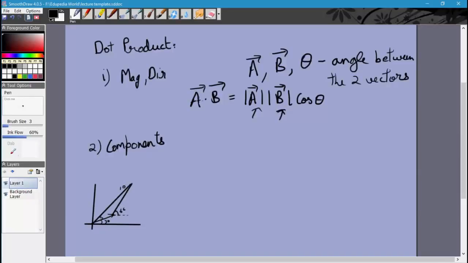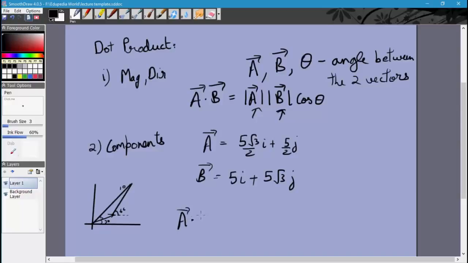So first, our goal is to write A and B in terms of components. We know what that is. A is equal to 5 cos 30 i cap, or 5 root 3 by 2 i cap, plus 5 sin 30 j cap, 5 by 2 j cap. B is equal to 10 cos 60 i cap, or 5 i cap, plus 10 sin 60 j cap, or 5 root 3 j cap.